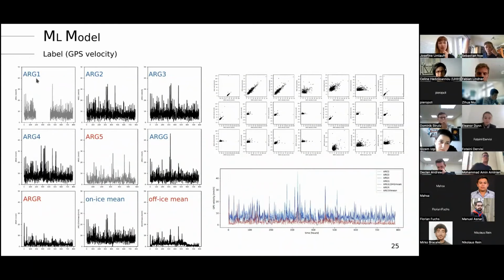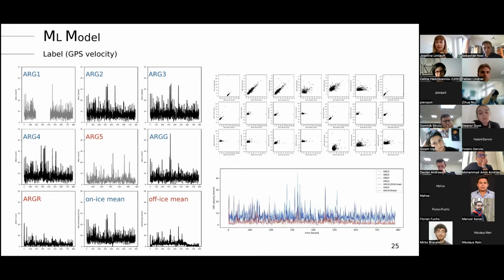There's just one station on the ice, so all the blue stations are always situated on the ice, and the red stations are situated on bedrock. And then we also have the mean of all on-ice stations and the mean of all off-ice or bedrock stations. For ARC1 and ARC5, we have some data missing in the end. That's why we do not consider them here, as those 800 observations are in general not that much for a machine learning model to train. So all the stations with the black signal are what we tested and used for the approach.